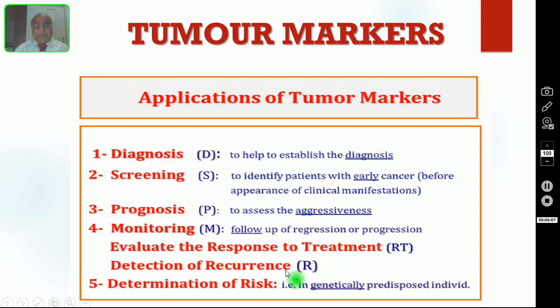Another thing is after surgery, whether you have adequately removed the tumor, for example, Wilms tumor. After surgery, if you have left behind some amount of the tumor, or for that matter, Siebrus, if you have left behind some amount of the tumor in the body, then this tumor marker will also be increased. Also, determination of the risk factors in genetically predisposed individuals: if they have a family history, then you can do tumor markers to pick it up in early stages.